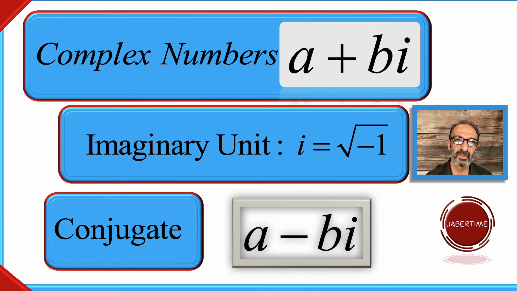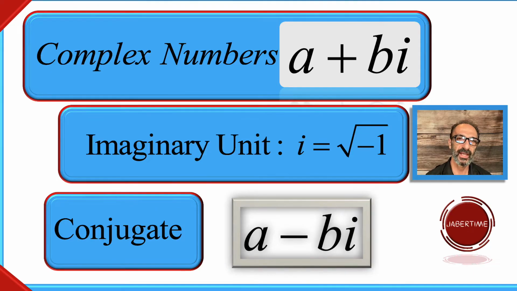When we talk about complex numbers, we have a + bi. That's the complex numbers. We're going to be using the imaginary unit, i equals square root of -1, because that's not real. There is no such thing as a number multiplied by itself that will give you -1. And we're going to use also the concept of the conjugate of a complex number, which is a - bi.